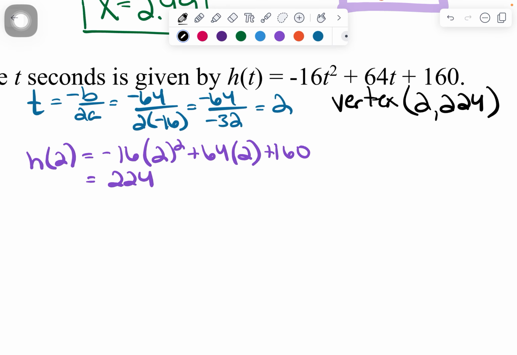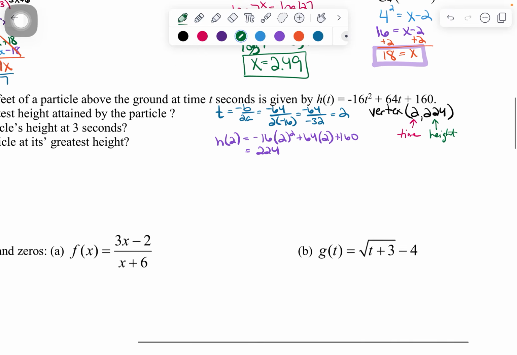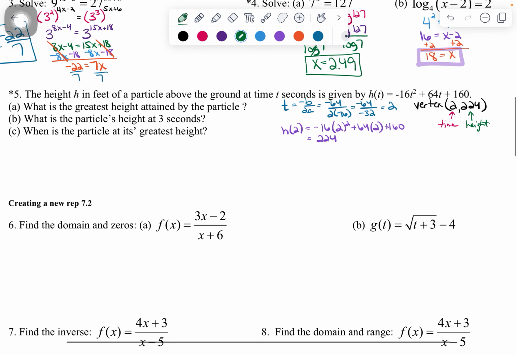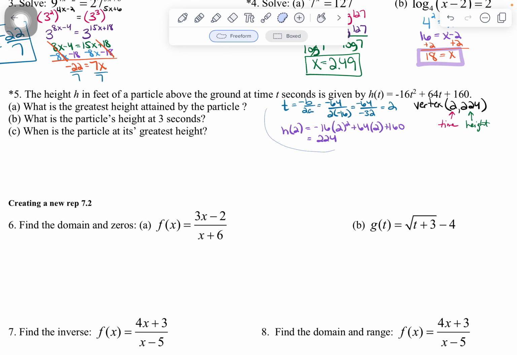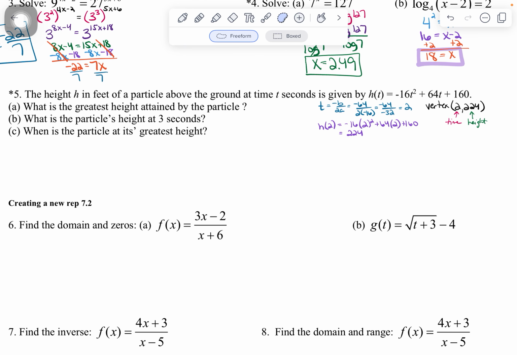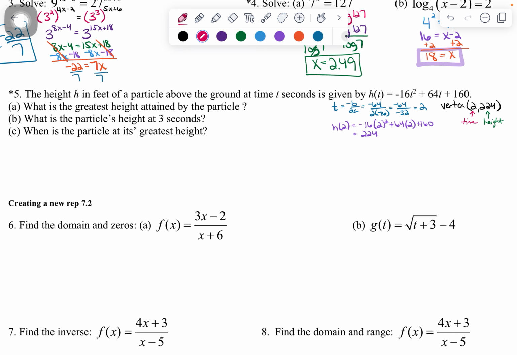What this means in terms of our question is this part is time. This is our t value. And this is your height. This is actually the answer to both part A and part C. If I zoom out here and get all the bits parsed, okay, there we go. What is the greatest height attained by the particle? Let me shrink that down and slide it over. What is the greatest height?